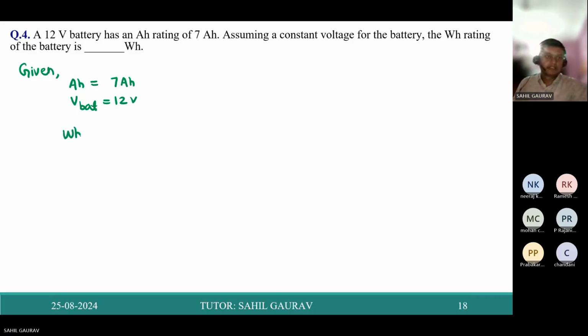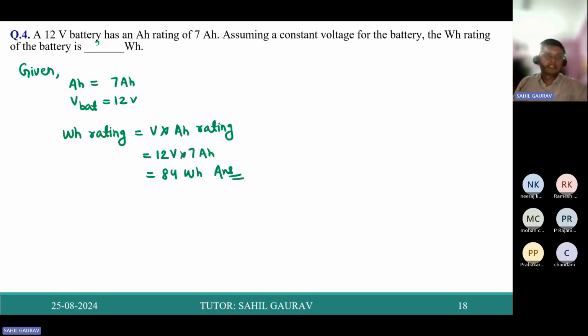The watt hour rating, or energy rating, of the battery will be the voltage times the charge capacity, the AH rating. So voltage is given as 12 volt and the AH rating is given as 7 ampere hour. So 12 into 7 gives you 84 watt hour. Therefore the correct answer is 84 watt hour. So how many of you are able to solve this problem? This is also one of the easy problems.